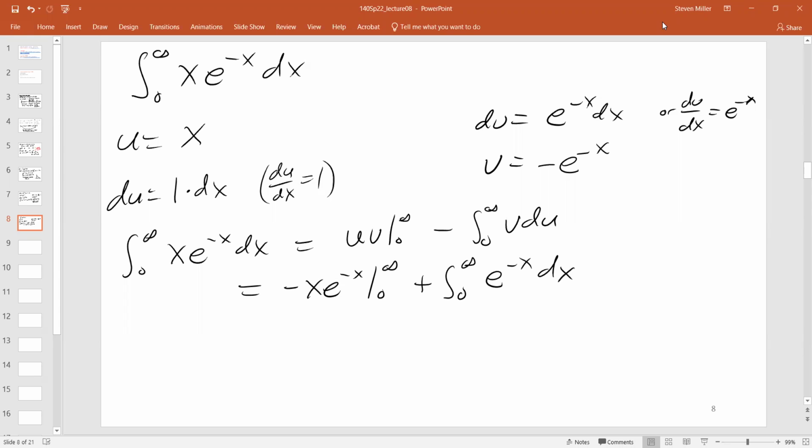Okay, now what about x e to the negative x? When I put in 0, what is x e to the negative x at 0? 0. I've got 0 times 1, which is just 0. What about when I put in infinity?